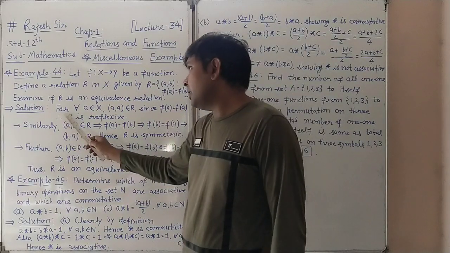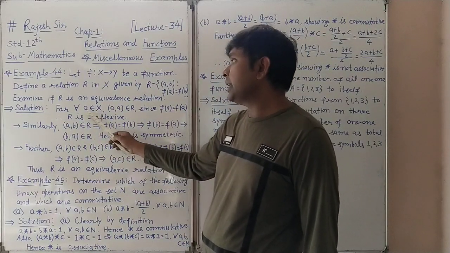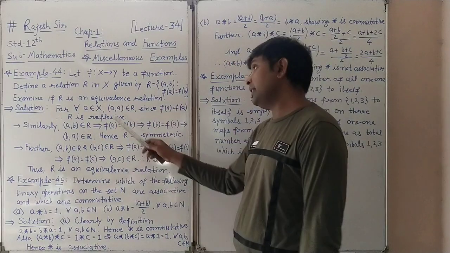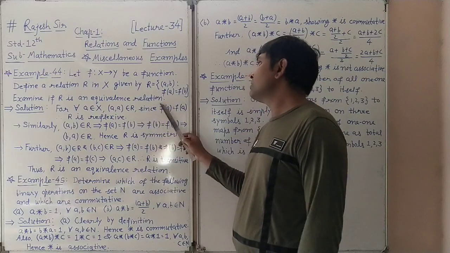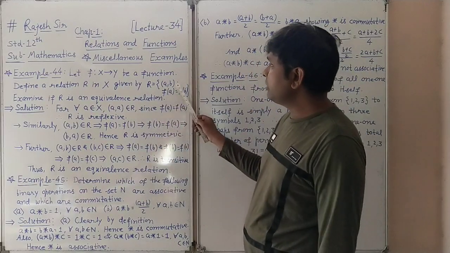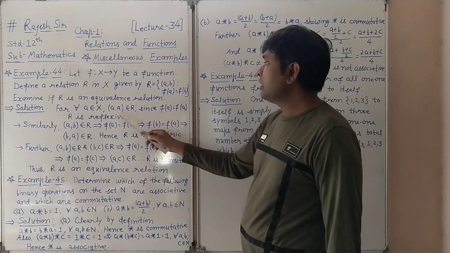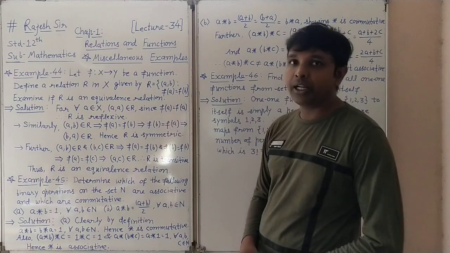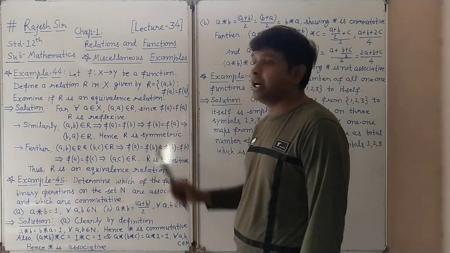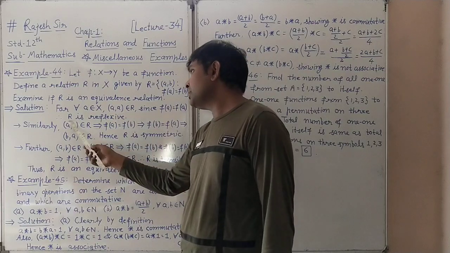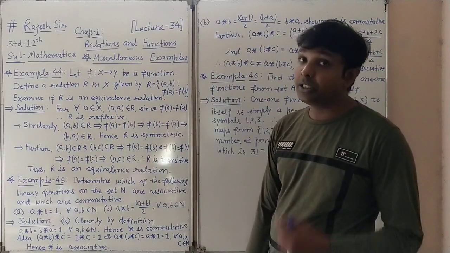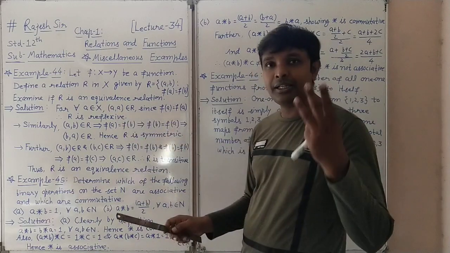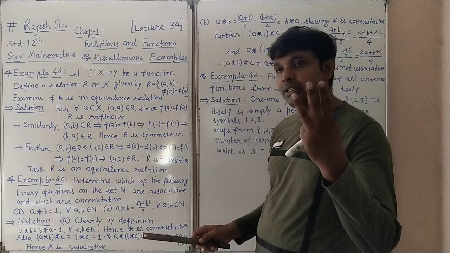The solution is: for every a belonging to X, we take any element a in X, and (a, a) belongs to R. Why? Since by the relation (a, b), if f(a) equals f(b), then for (a, a) that means f(a) equals f(a), and that will always be true. So (a, a) belongs to R, which means R is reflexive. To check that it is an equivalence relation, we have to check three steps: reflexive, symmetric, and transitive.